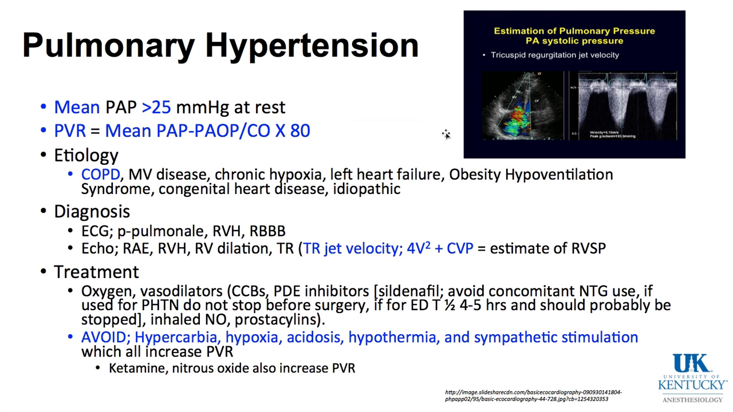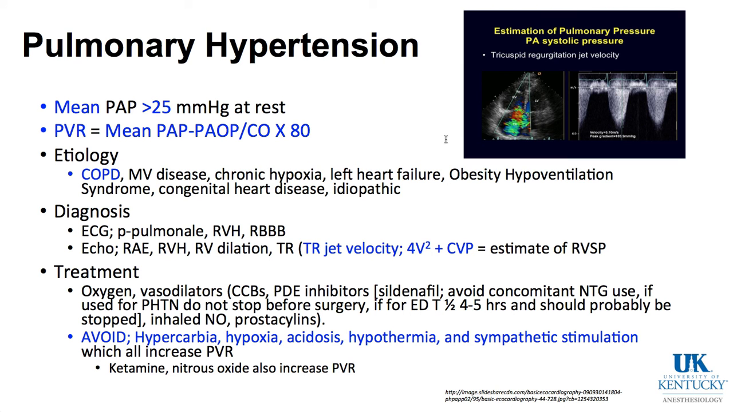Next topic is pulmonary hypertension. By definition, that's a mean pulmonary artery pressure greater than 25 millimeters of mercury at rest. We previously have calculated pulmonary vascular resistance as a change in pressure over a flow, and the change in pressure is mean pulmonary artery pressure minus the pulmonary arterial occlusion pressure over cardiac output times 80. The estimation of the pulmonary artery pressure can be done using echocardiography.